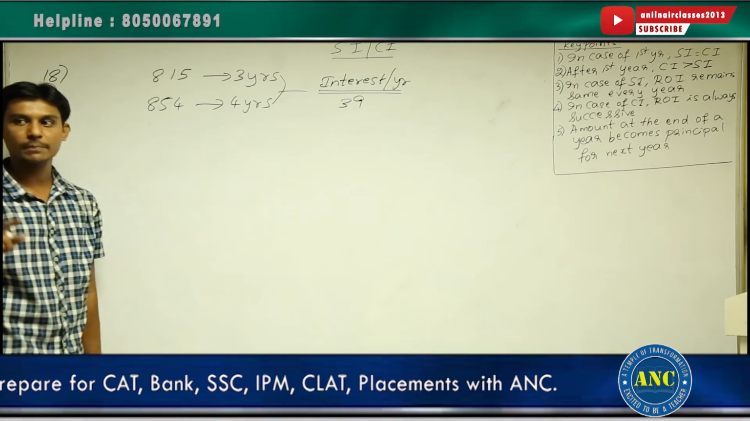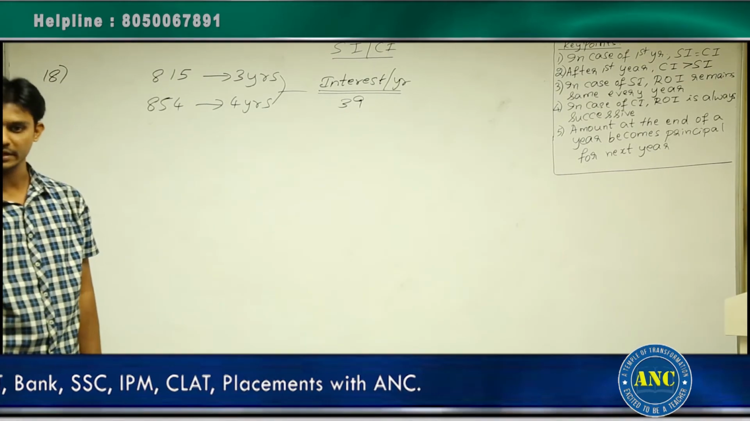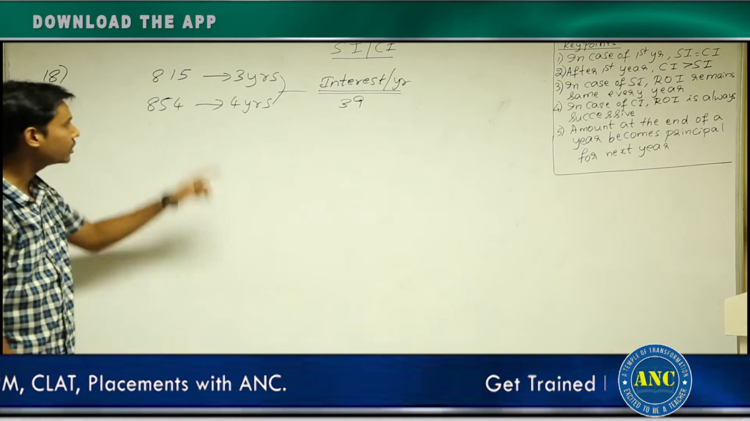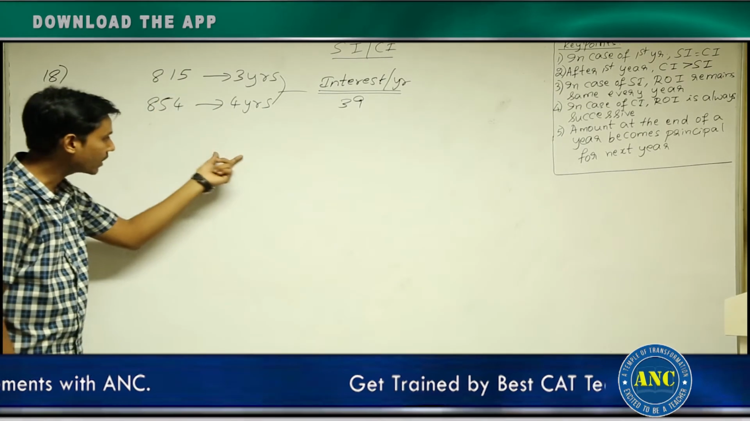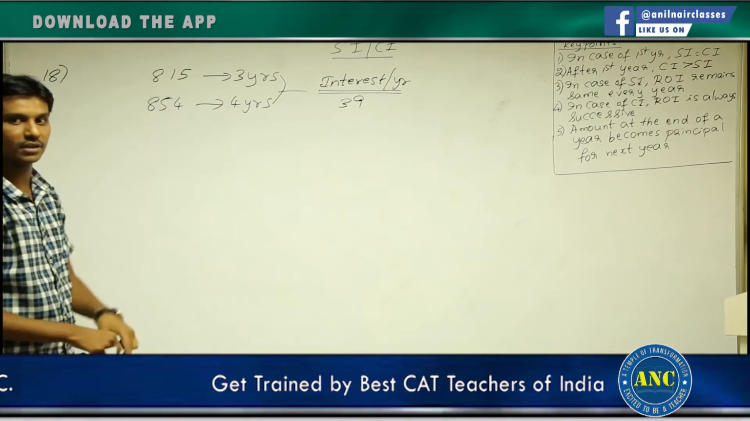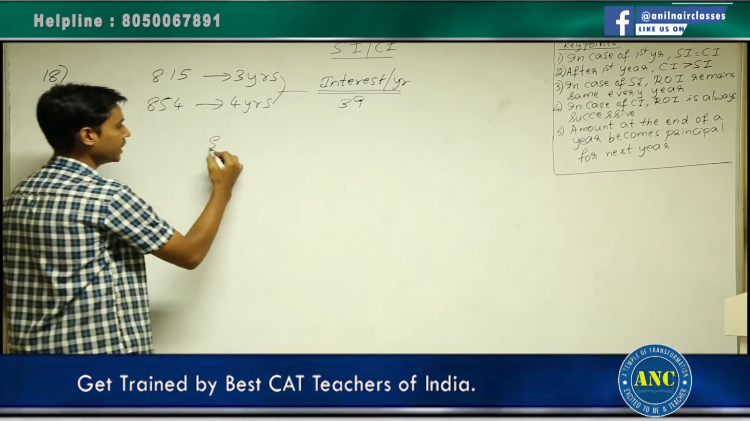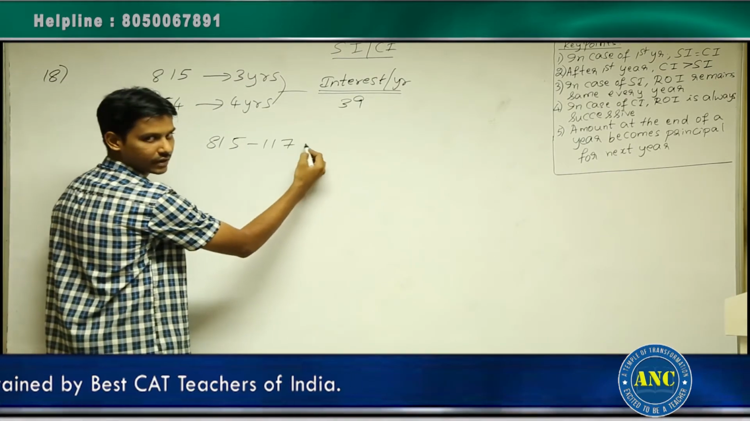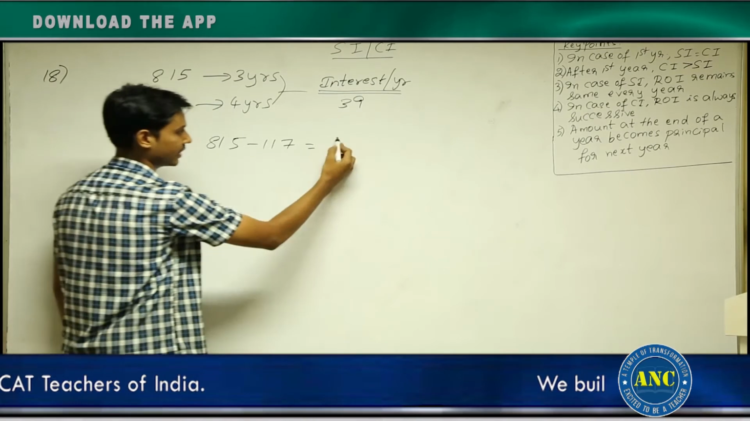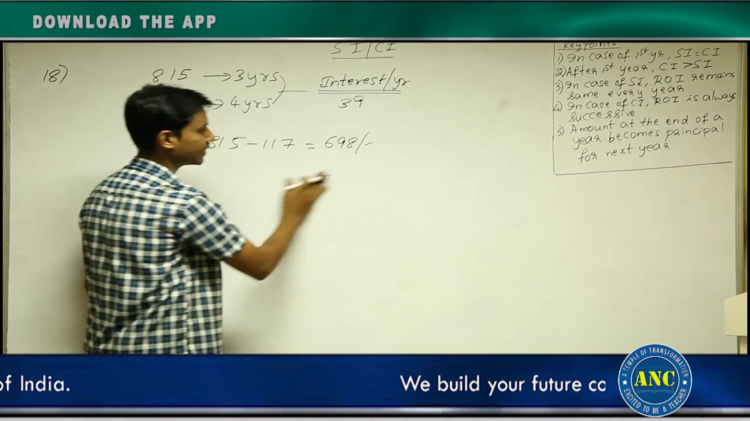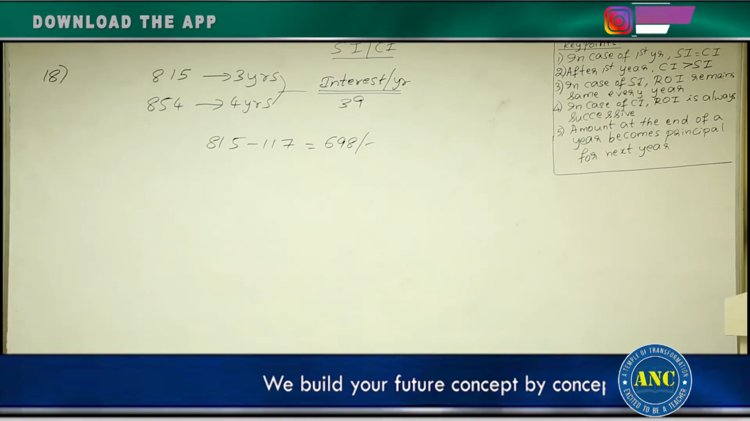For 3 years you had paid 117 rupees extra. 39 into 3, 117 rupees extra. And you got this amount. Something plus 117 should give you 815. Or in other words, it is also equivalent to 815 minus 117. 815 minus 117, 698 rupees. Over. Think logically, you will get the answer very easily.